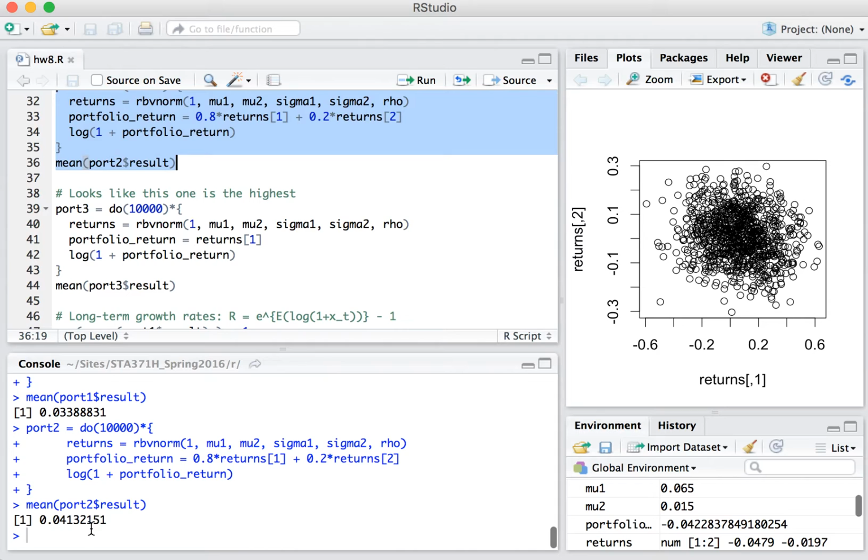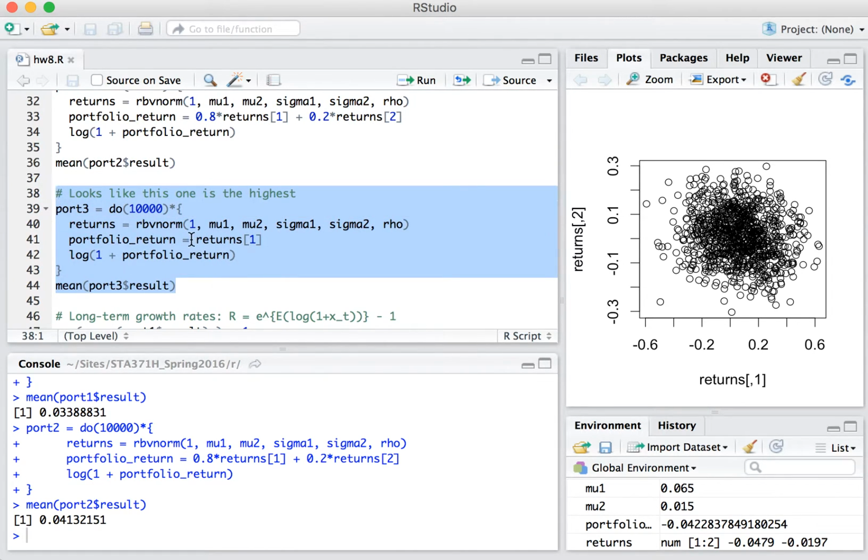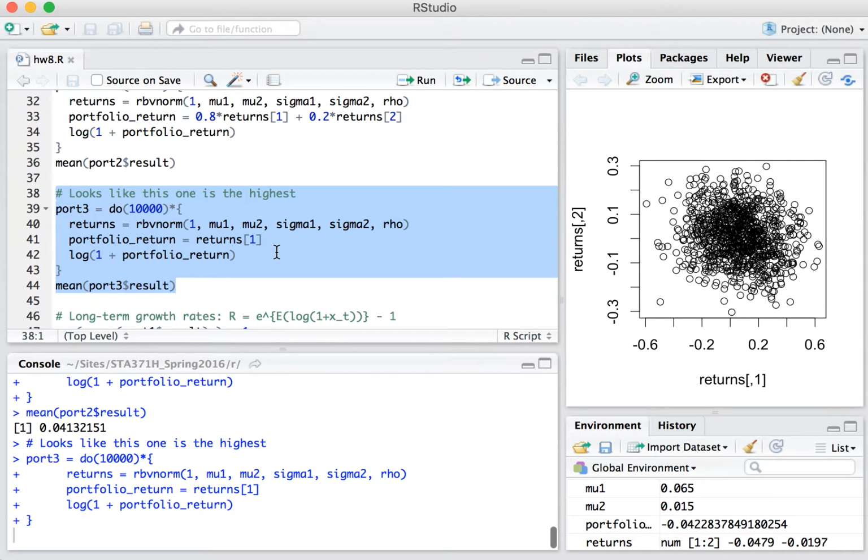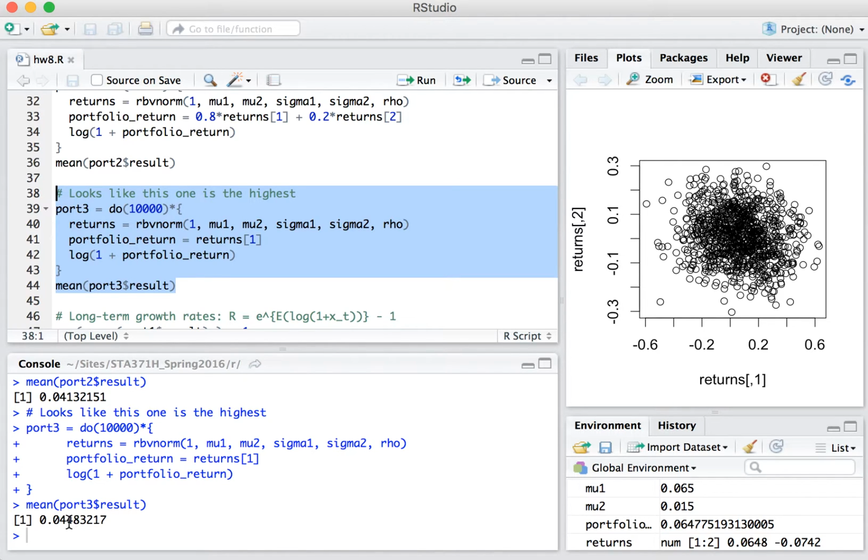And we get a slightly higher number. And then we can do the same thing for the 100-0 split of stocks and bonds. And you'll see here that we actually get the highest number of all. And it's only a little bit higher.